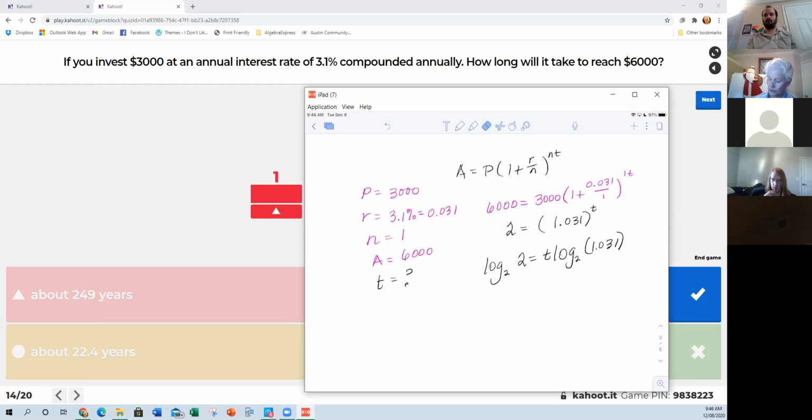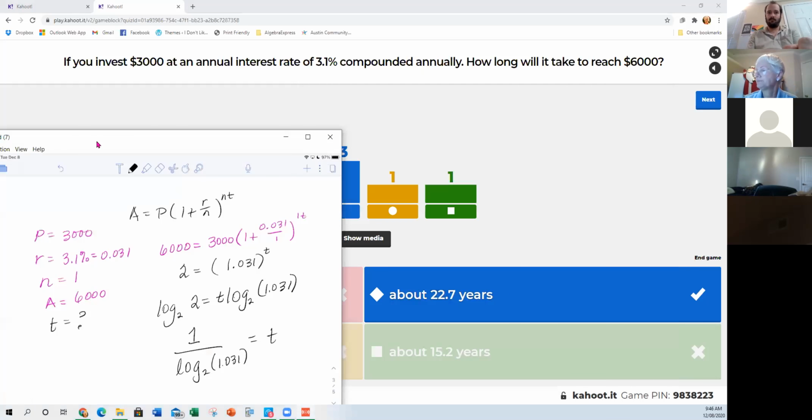Log base 2 of 2 is just 1. And then divide by log base 2 of 1.031, which equals t. And that should give you 22.7 years.